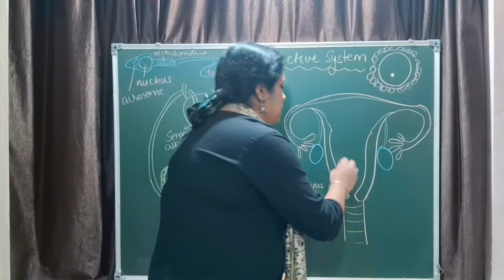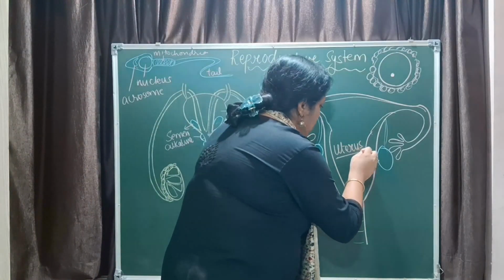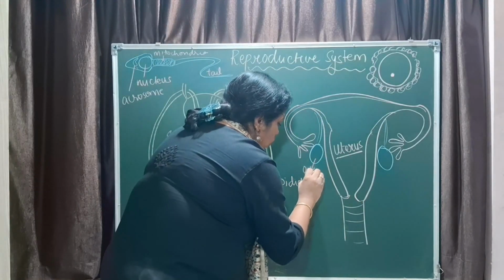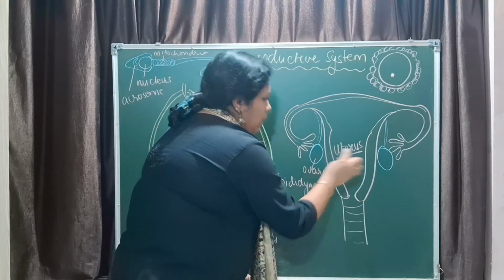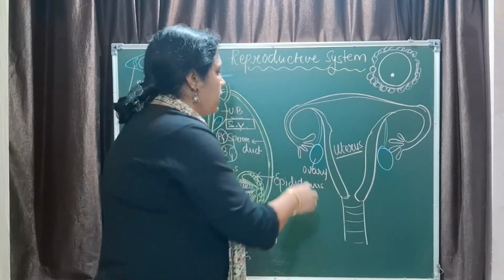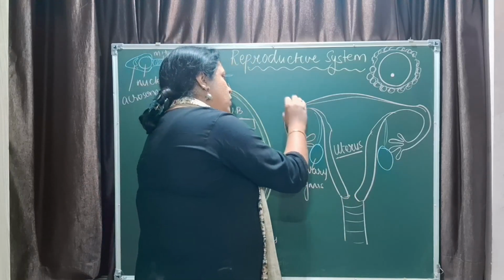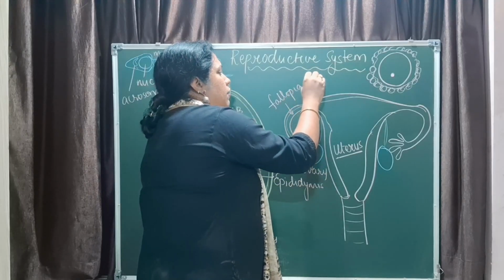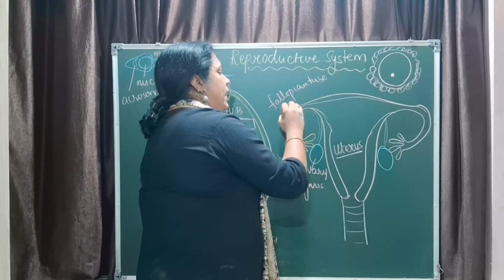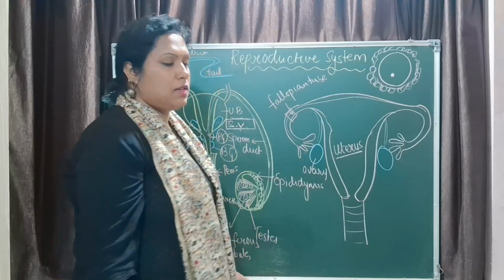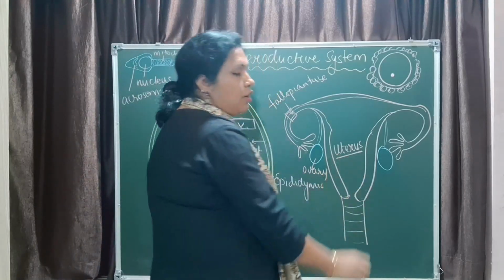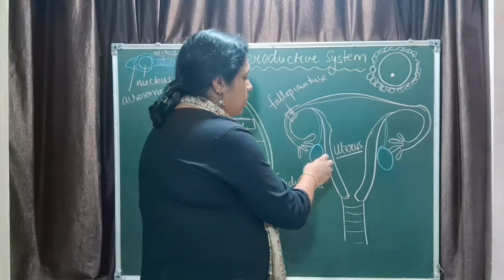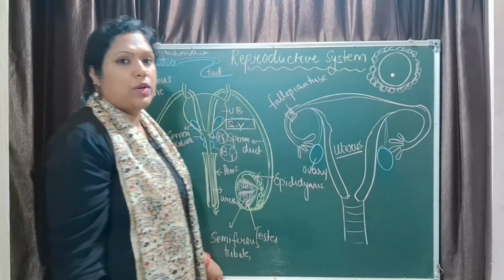In the female reproductive system, you have a muscular organ called the uterus. There is the ovary. There are two ovaries. Each ovary functions in alternate months. There are the fimbriae and this is the fallopian tube. The fallopian tube is the site of fertilization. The uterus is the site of implantation. And the ovary is the site of ovulation.